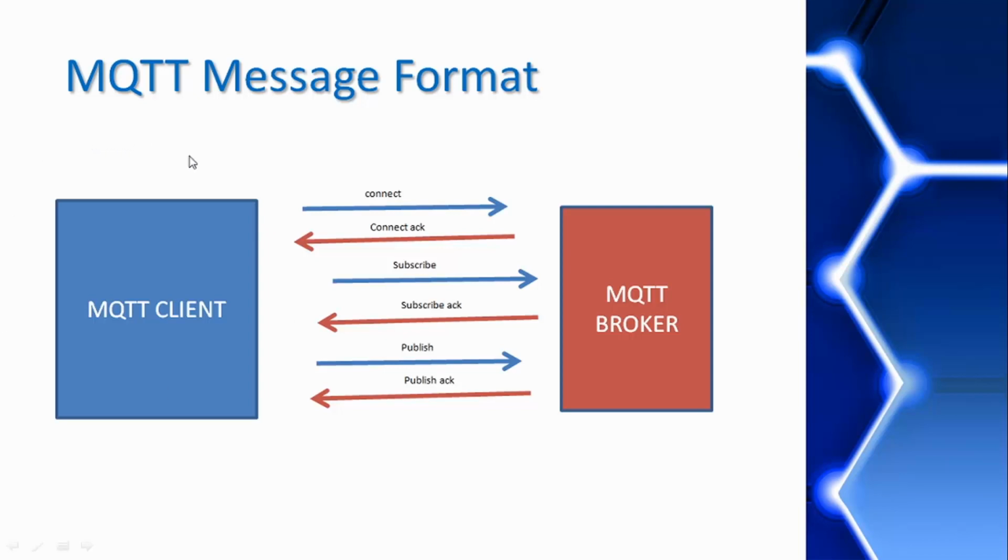In this lecture, I am going to start the MQTT message format. Before starting, it is important to note that MQTT uses a command and command acknowledgement format. That means each command has an associated acknowledgement. As shown in the figure, the connect command has a connect acknowledgement, the subscribe command has a subscribe acknowledgement, and the publish command has a publish acknowledgement. It is similar to a handshaking mechanism.